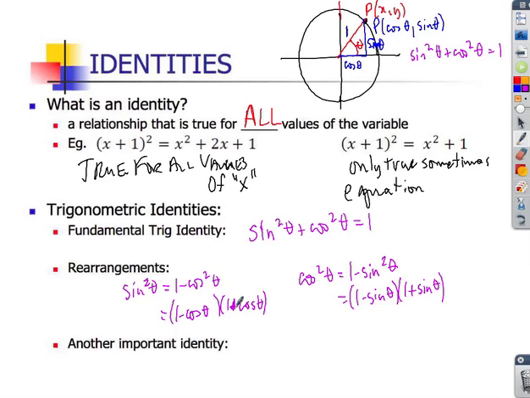The other important identity, which we've already been using, is tan theta equals sine theta over cos theta. And again, you can take that off the triangle that we drew up here. If you take opposite over adjacent, it's sine theta over cos theta.